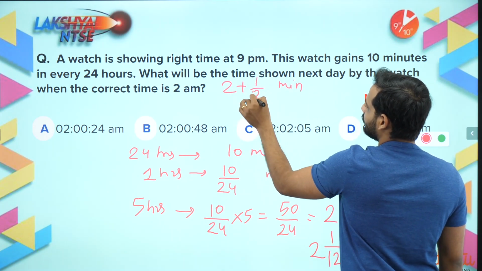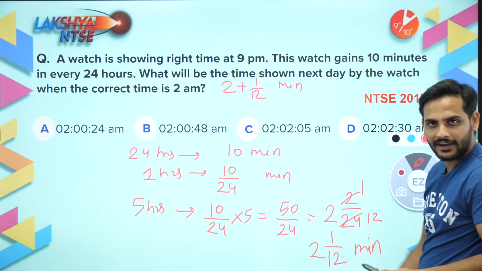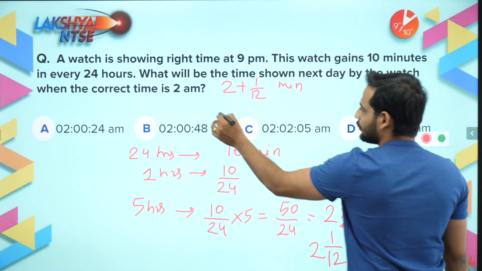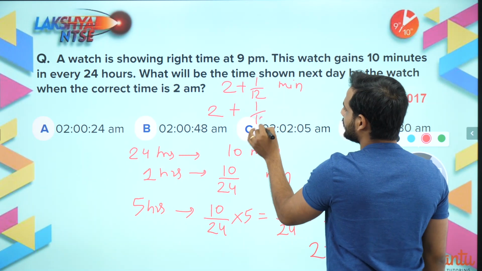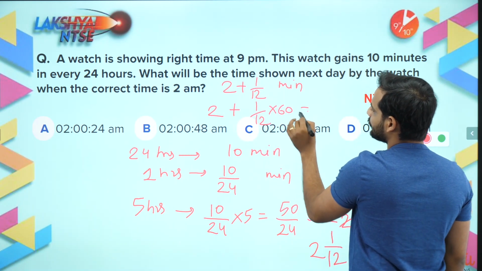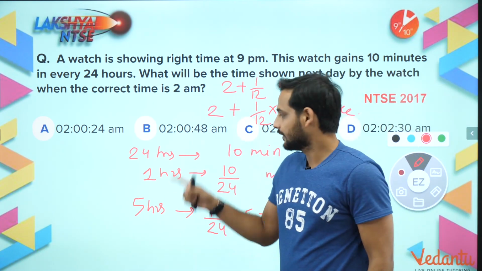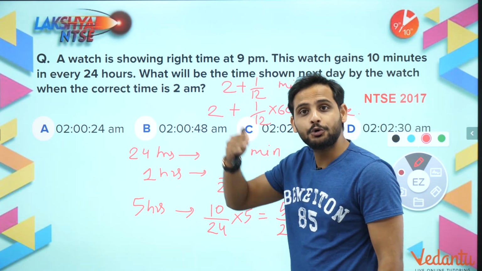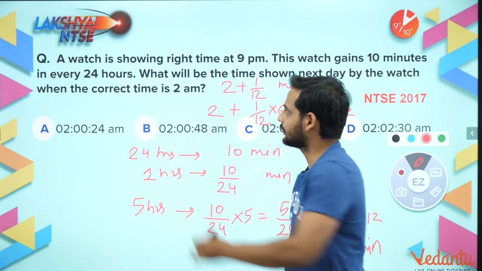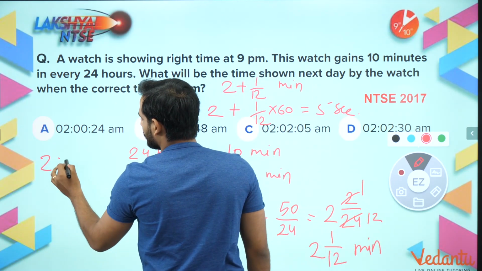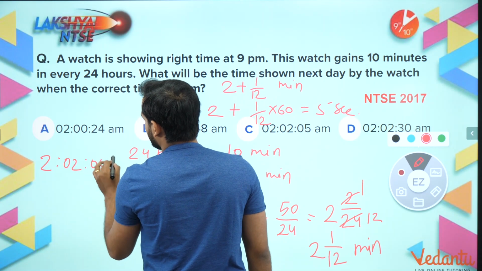So this 1 by 12 minute I can convert into seconds. So 2 minutes plus 1 by 12 minute, to convert into seconds, multiply by 60. So you'll be getting 5 seconds. So that means when the correct time is 2 a.m., this wrong watch will be 2 minutes 5 seconds ahead. So the watch will show 2 o'clock, 2 minutes, 5 seconds.